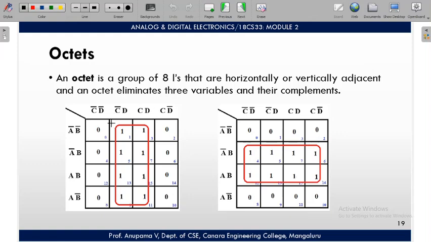In the third K-map, I can see an octet in the center of the K-map. So here go to the respective rows and all the variables or the terms in the variable get eliminated. If I go row wise, I can see that C is changing from C bar to C. So C gets eliminated, only D remains.